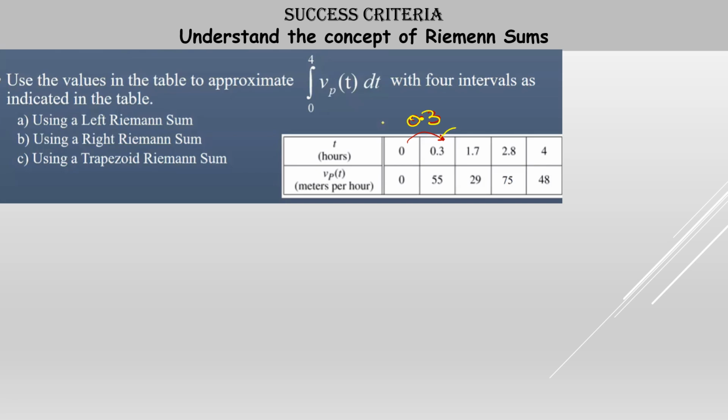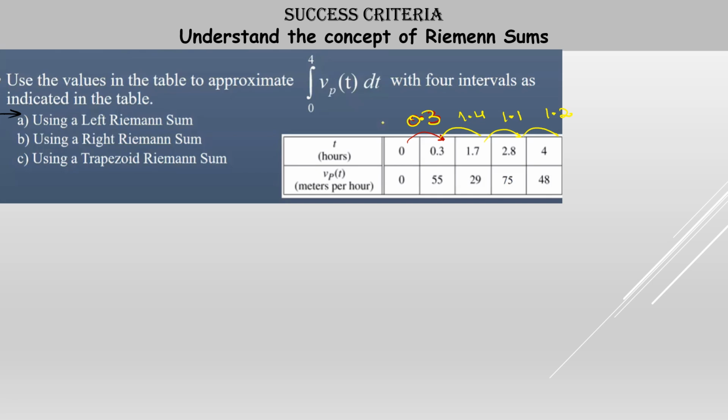The width of the second rectangle, 1.7 minus 0.3, gives us 1.4. Similarly, from 2.8 to 1.7, I will get 1.1. Now, 4 minus 2.8 gives me 1.2. So you can see that the width in each scenario is different, right? So how do we calculate the left Riemann sum in that case?